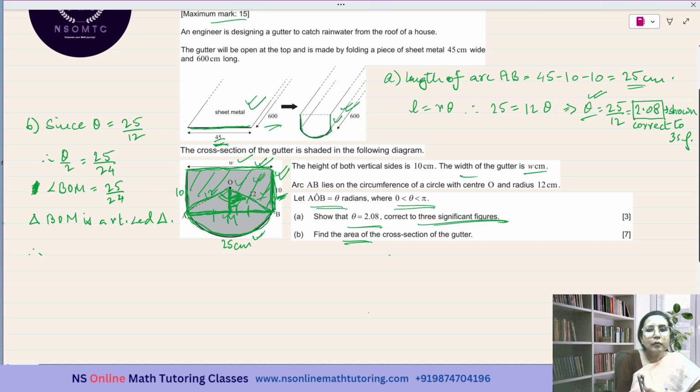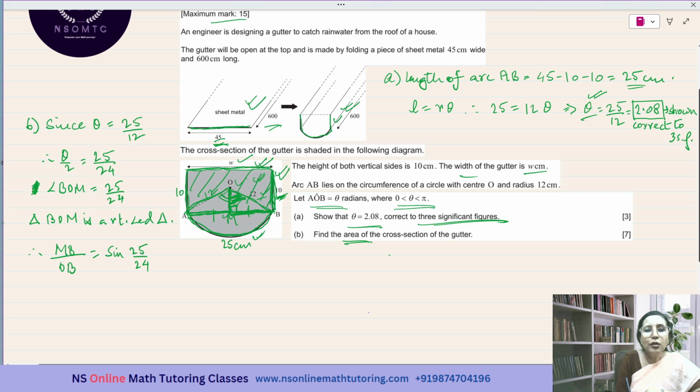Therefore, I need the length of MB, because I can double it and I'll be getting the length of AB, which will be equal to W. Okay. So, therefore, MB over OB should be equal to sine theta over 2, or sine 25 over 24.